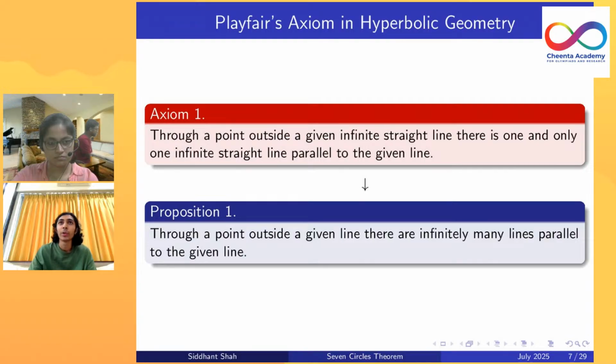A lot of mathematicians debated this, and they found out that it is actually not true in other metric spaces, and it led to the discovery of a completely new geometry, known as hyperbolic geometry. In hyperbolic geometry, the proposition is that whenever we have any line, there are infinitely many parallel lines to that given line.